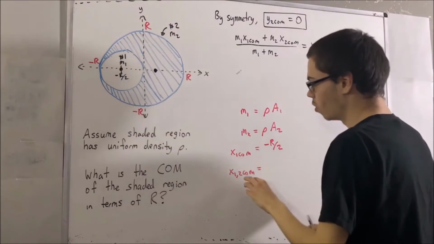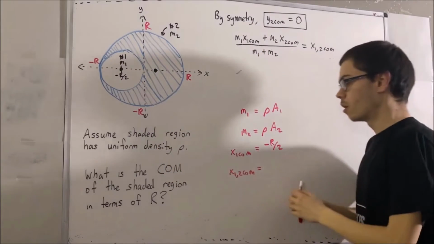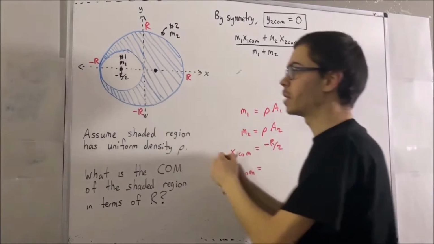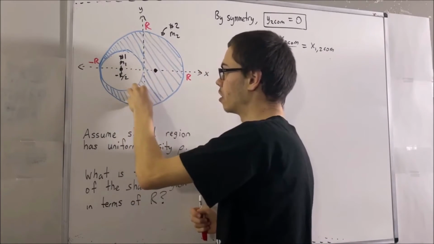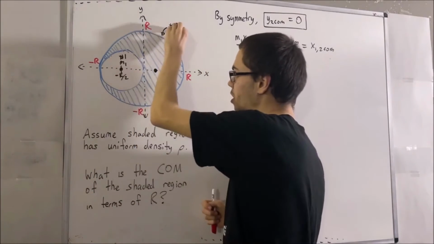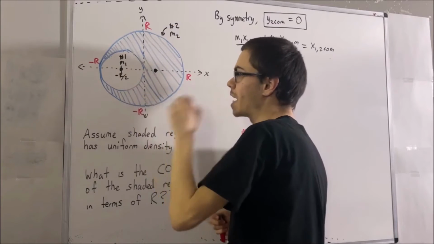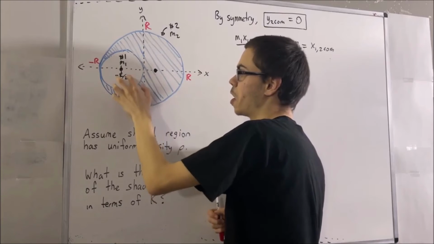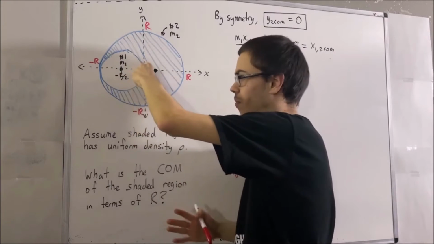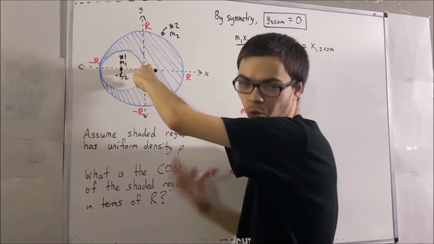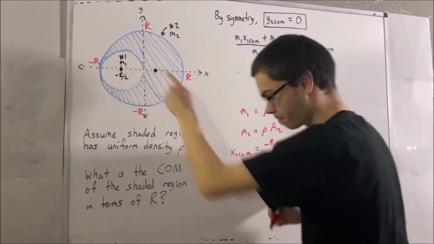And lastly, what about the x-center of mass of region 1 and region 2 combined? Well, remember, after filling up region 1 completely with the same uniform density as region 2, we now have that region 1 and region 2 have the same uniform density throughout. So that means the center of mass of region 1 and region 2 combined is at the center of the larger circle, which is at the origin. So really, the x-center of mass of the larger circle is 0.